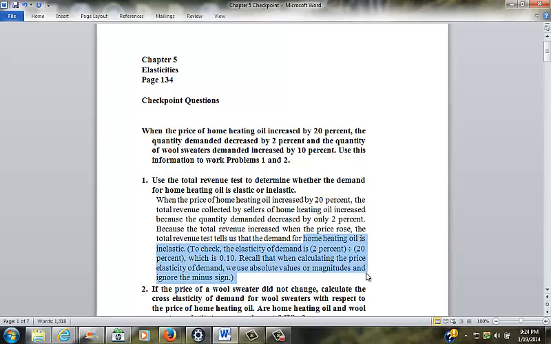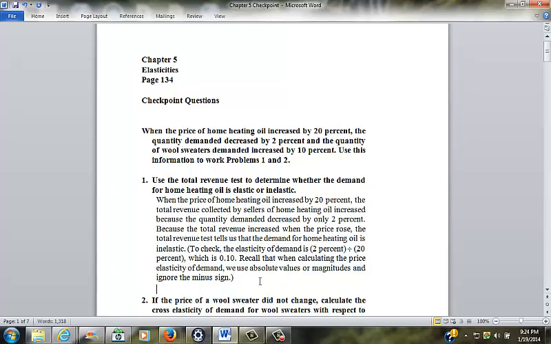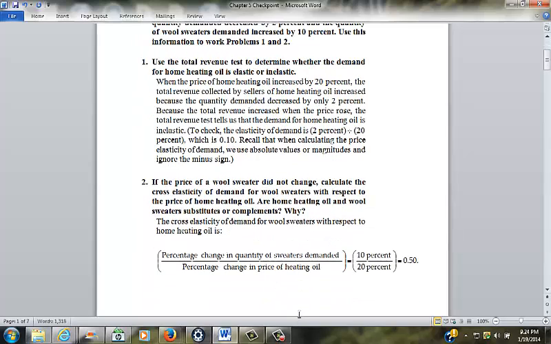The total revenue test tells us that the demand for home heating oil is inelastic, because the total revenue increased when the price rose by 20%. Actually, to check the elasticity of demand, recall that when calculating the price elasticity of demand, we use the absolute value or magnitude, so we ignore the minus.